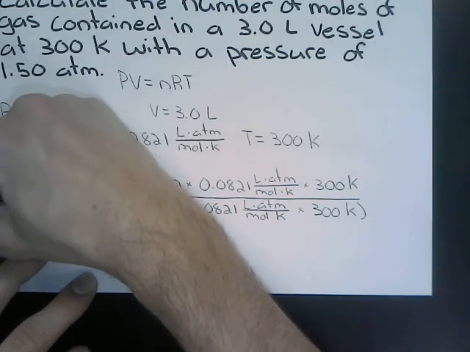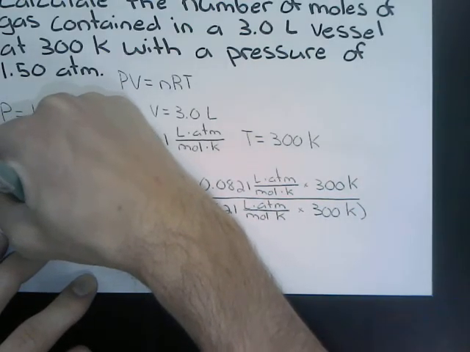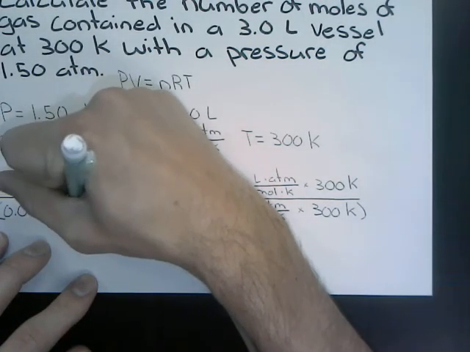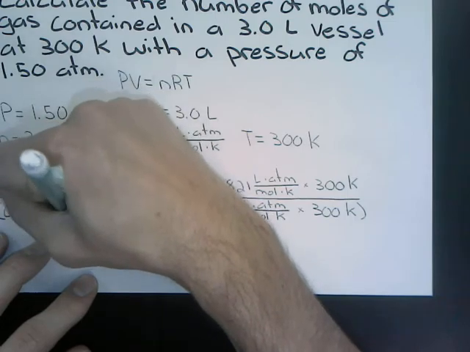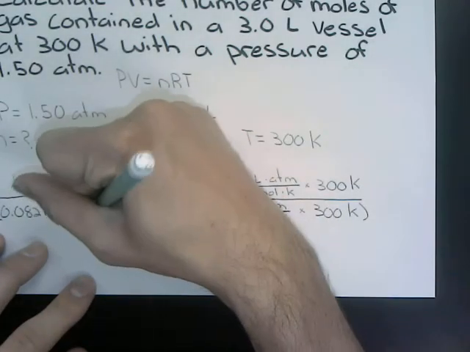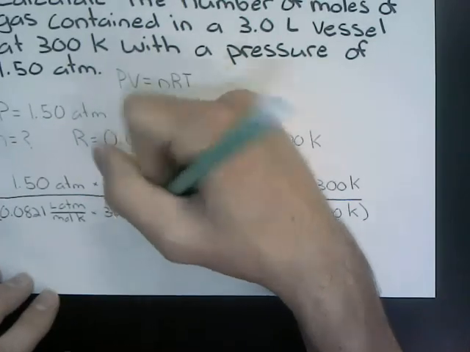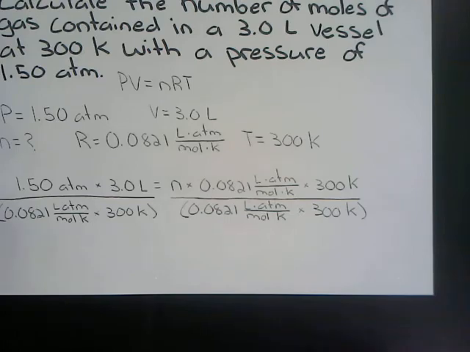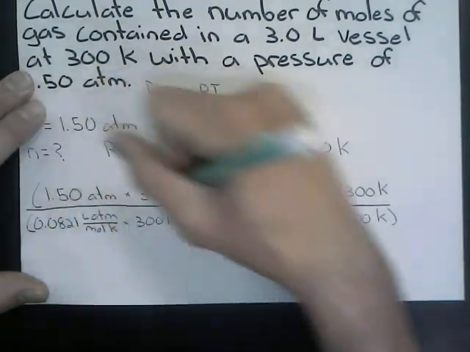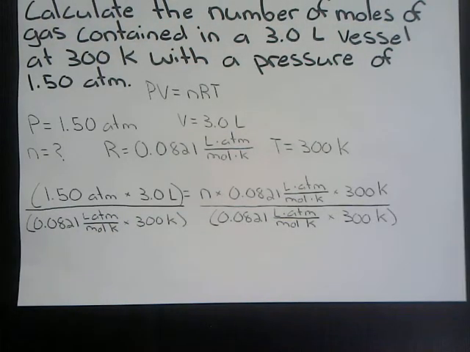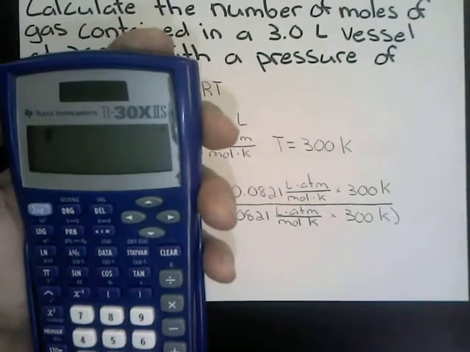So again, we're going to have 0.0821 liter atmosphere per mole Kelvin times 300 Kelvin. Okay, so what I'm going to put in the calculator is this. I'm going to put a set of parentheses, 1.5 times 3, close that set of parentheses, and then divide it by another new set of parentheses, 0.0821 times 300.